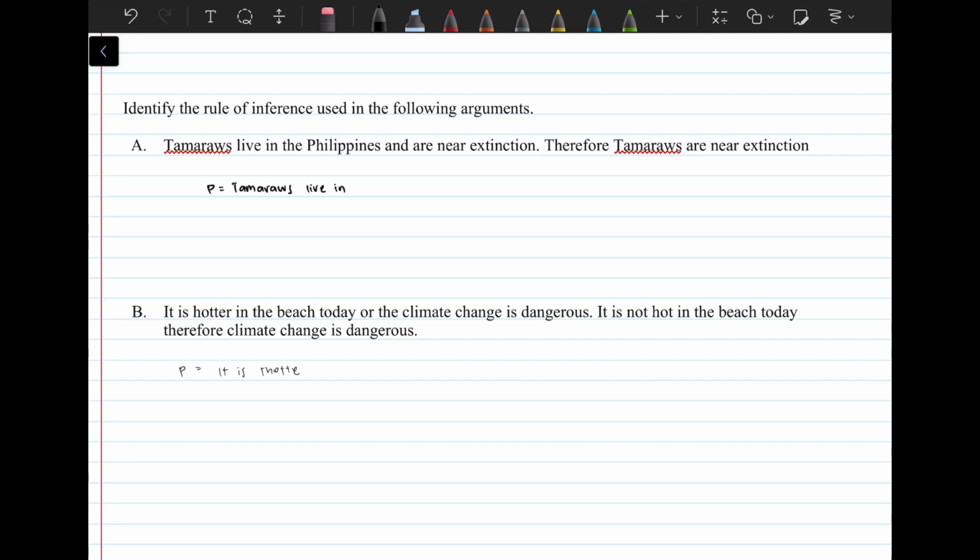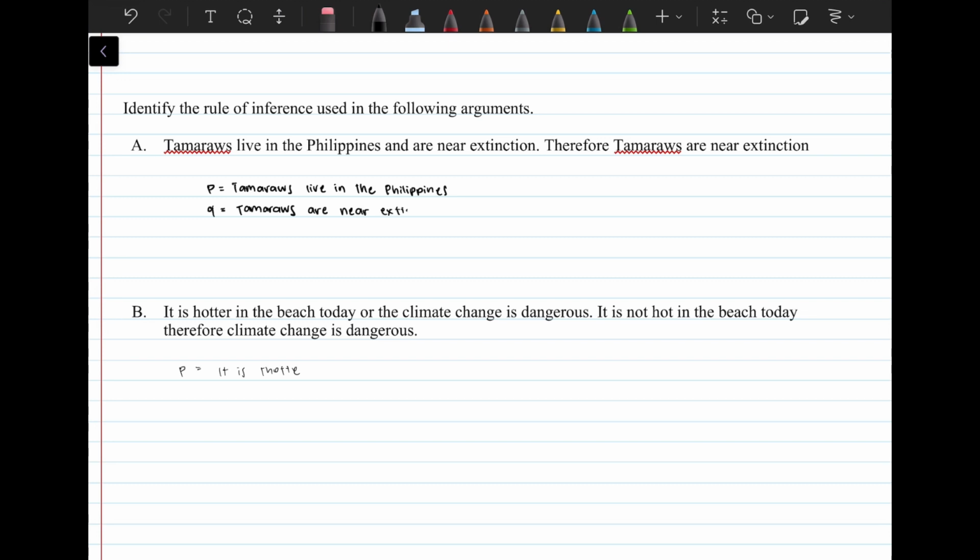Within this argument, there are two separate thoughts. Tamaraws live in the Philippines and are near extinction. We have to assign which of the following thoughts are P and Q. So for my P, I have assigned tamaraws live in the Philippines, and as for my Q, I have assigned the thought tamaraws are near extinction. Once done assigning, we can now fully analyze and identify which rule of inference this argument falls under.